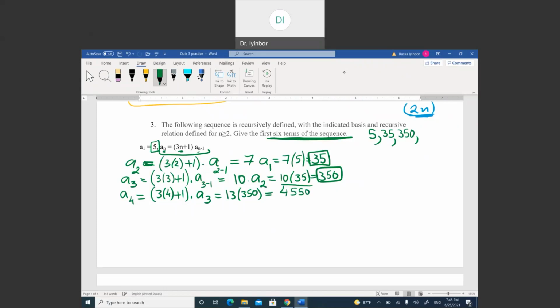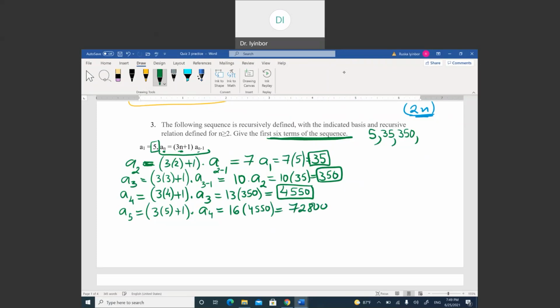Okay, that's A4. Then you're going to find A5 the same way, replacing n with 5. You have 3 times 5 plus 1 multiplied by A. 5 minus 1 is 4. So you have 16 multiplying by 4,550. And it's going to be another big number. Times 16. 72,800.